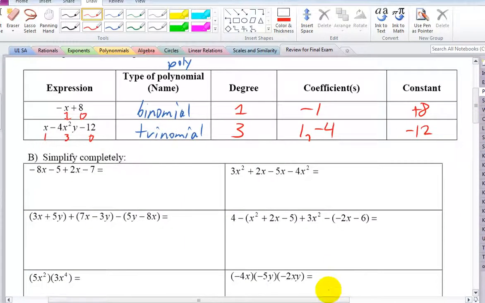Okay, so next we did collecting like terms. So add up your x's, add up your constants. Right? Remember you have your little 1 tiles? How many little 1 tiles are there?